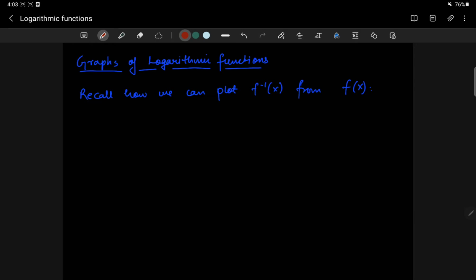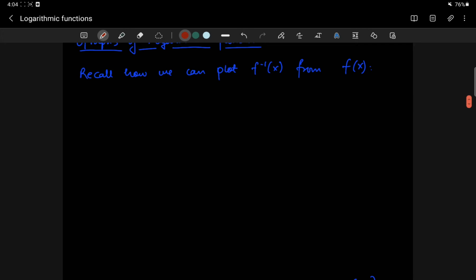Okay, now that we are familiar with this new function called logarithm, and we also know some of its properties, let's look at the graph of the function. As we have seen before, the graph of a function is an essential piece of information that we want from a function. Now recall how we can get the plot of the inverse function from the plot of the function, right?